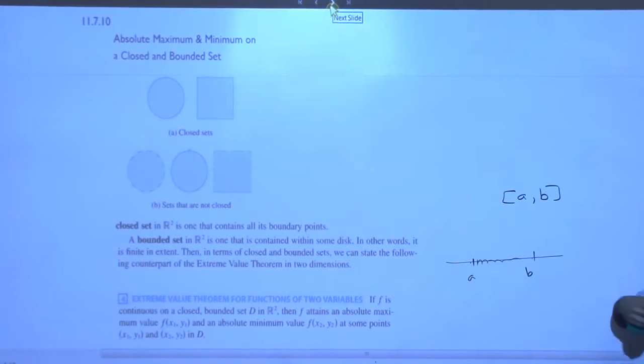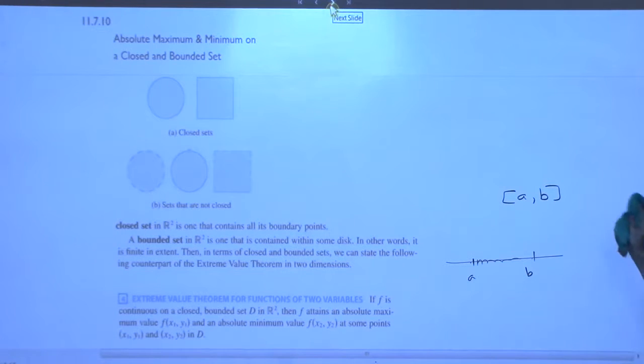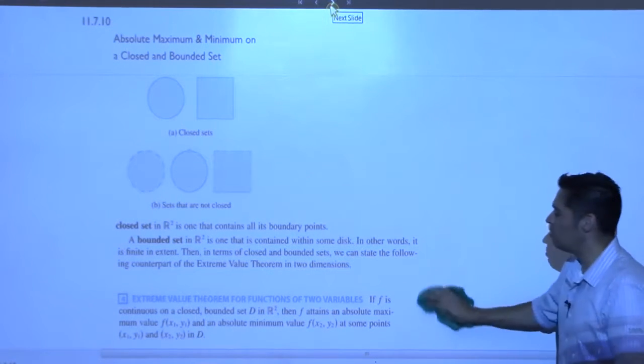If the domain of our functions lives in R2, then what is a closed interval in R2? Well, we don't call it a closed interval. We call it a closed set.